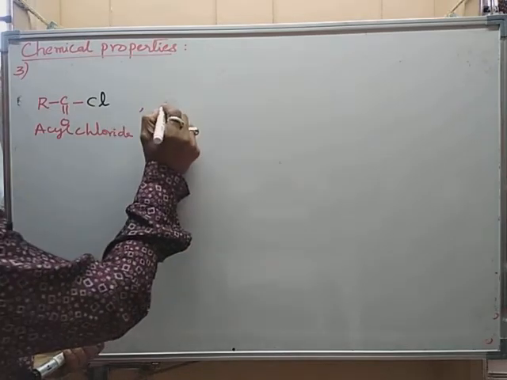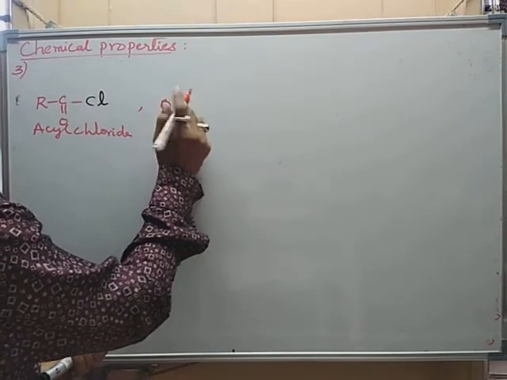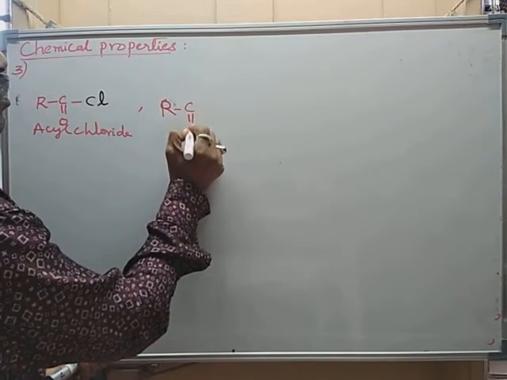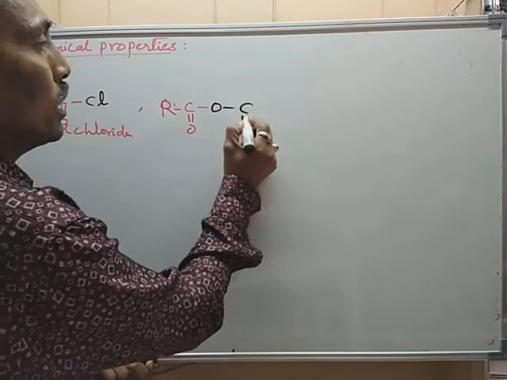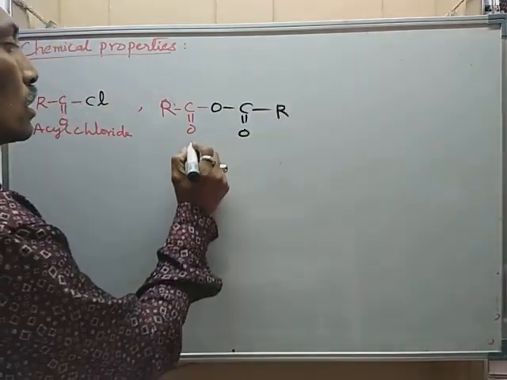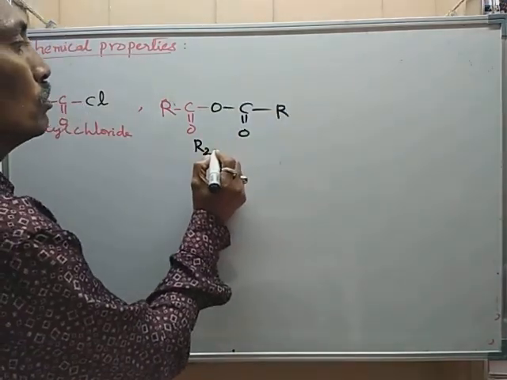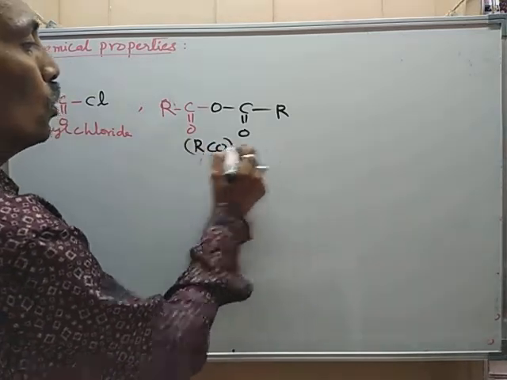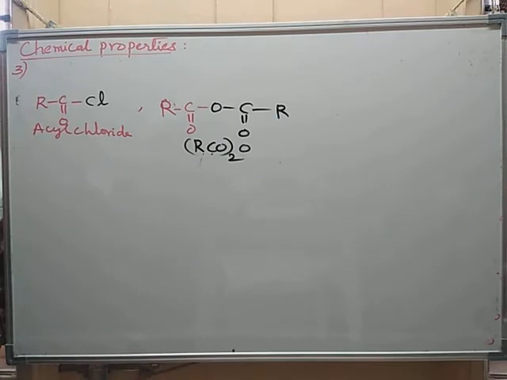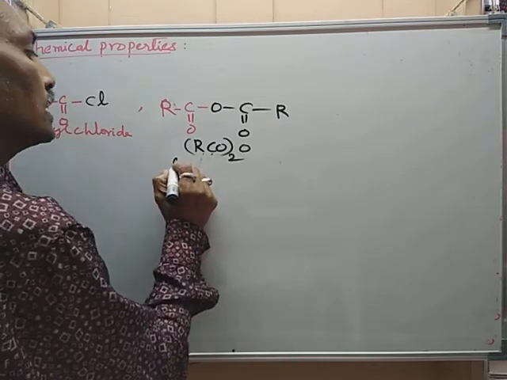Then R-C double bond O, C double bond O, R, shortcut form (RCO)2O, R CO twice O. What is the functional group present in this one? Anhydride, acid anhydride.